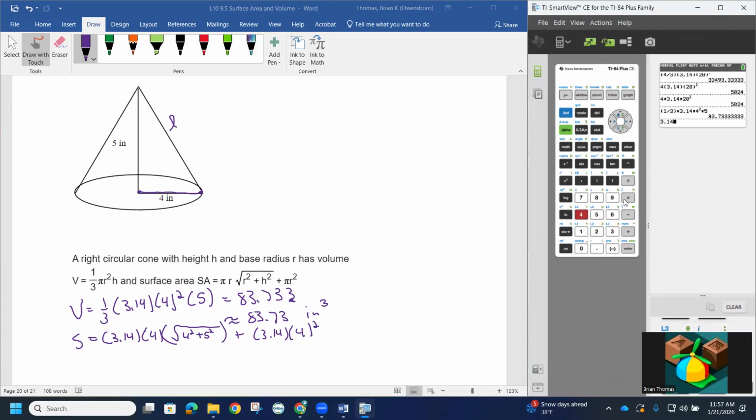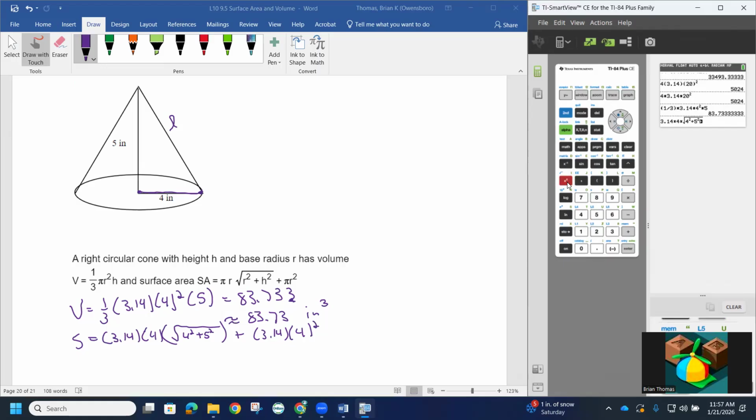3.14 times 4 times then the square root of 4 squared. Oops, that didn't work. Got to backspace a little bit. The delete button is up here. See if it'll make it go away. All right. So I got to type in my 4 squared plus 5 squared.